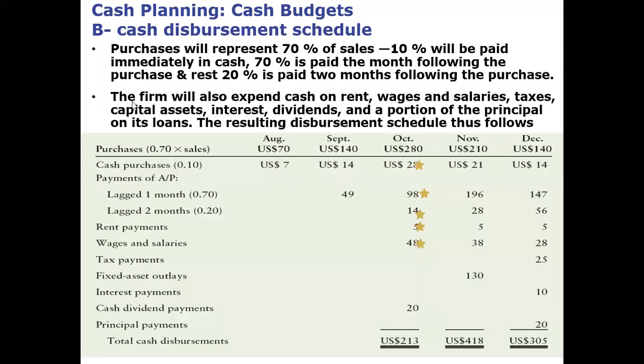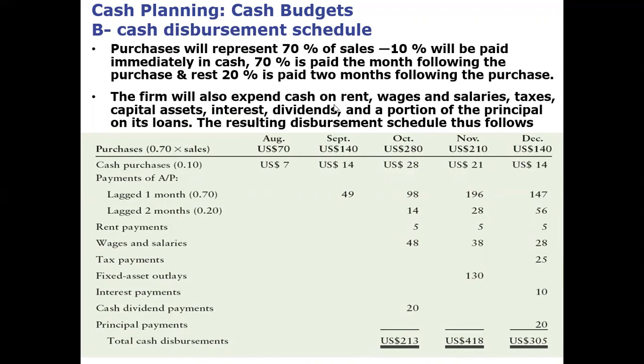What is the disbursement? How much I spent in October. And then I go for the months after it. I will look for 196. I will add the 21, and after that I'm going to look for 21 and 196, 28, 5, 38, 38 and 130 here. So all of these things, I'm going to add them to find the disbursement in November, which is 418. And this is the disbursement for December, 305.